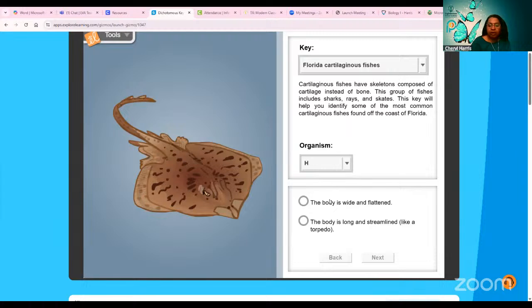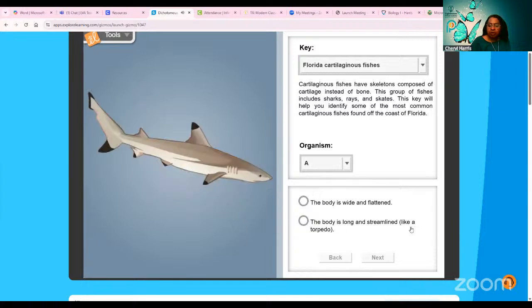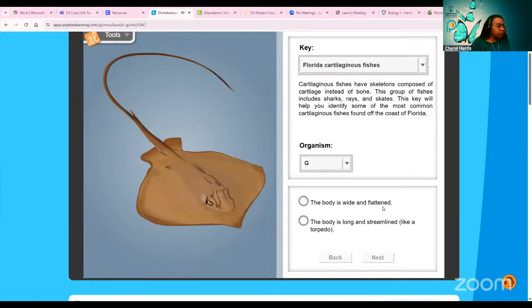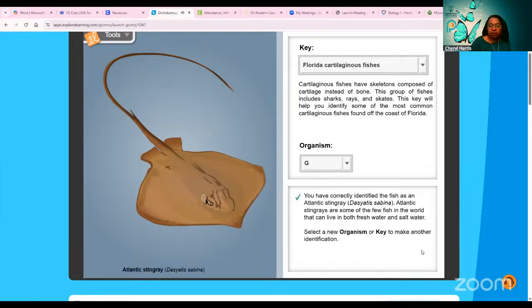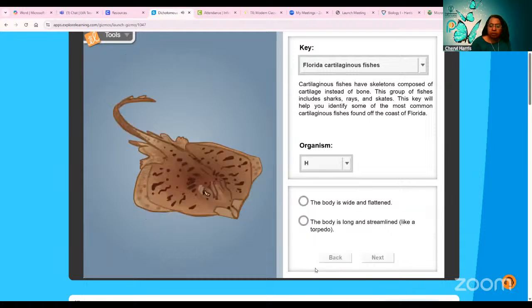Okay, and again, you see you had two choices. The ones at the top are going to be the long and streamlined, and the ones at the bottom are going to be flat and wide. So this one is going to be flat and wide. Its nose comes to a sharp point, not rounded. Tail is long like a whip. So that's a stingray. See what the other one is.